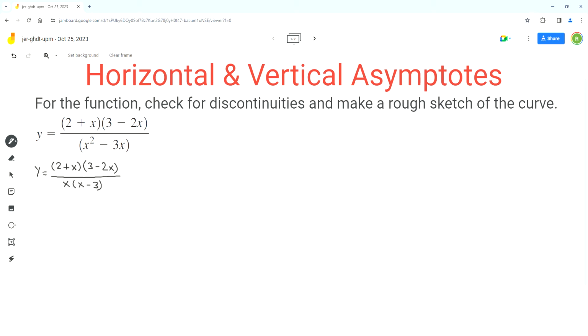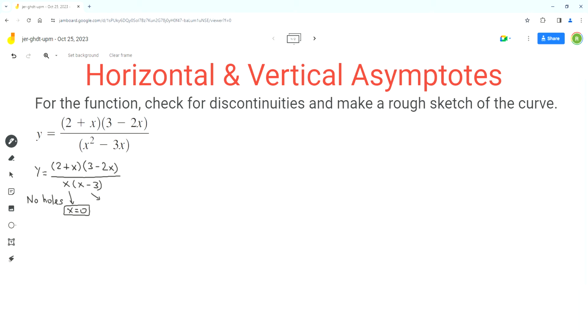Now we can see that there is no common factor in the numerator and the denominator. So that means this rational function has no holes. Now we can do the analysis for vertical asymptotes, and for that we can set the denominator factors equal to 0 and find the equation of the vertical asymptote. So the first one is x equals 0. So that's our first vertical asymptote in this rational function.